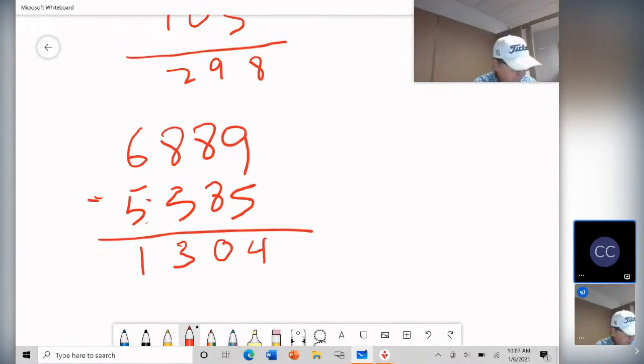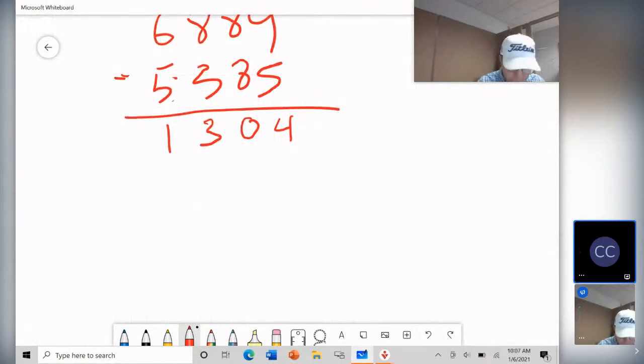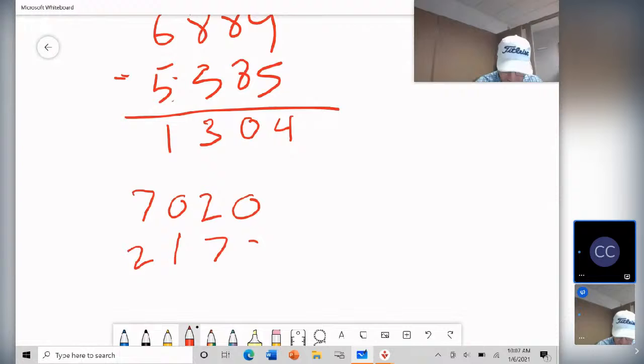Okay. Let's do one where we have to borrow here. And we're going to have to borrow twice here. This is 7020 minus 2179.